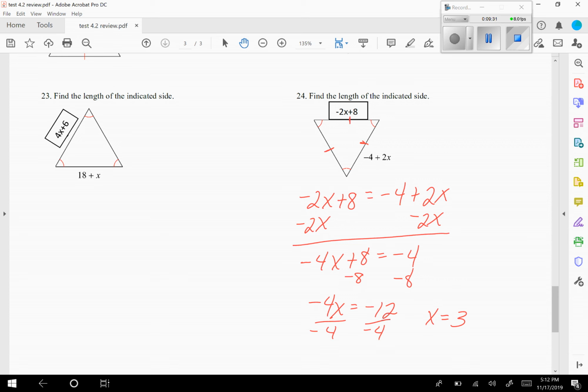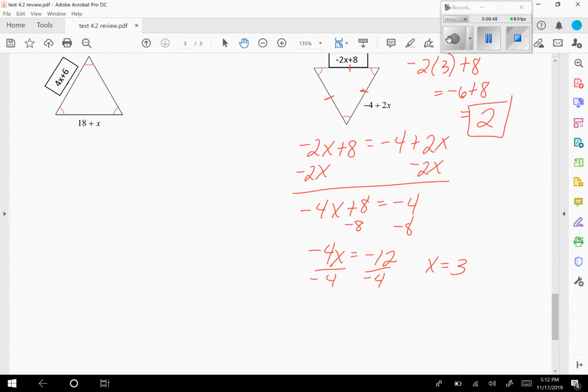And now we have to find the length of the indicated side. So we're going to take 3 and plug it back in. So negative 2 times 3 plus 8. So this is negative 6 plus 8, which is going to be 2. All right, guys, so that's all there is to it, to the review.